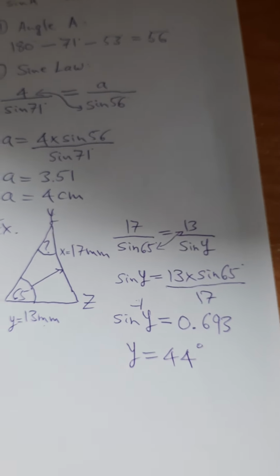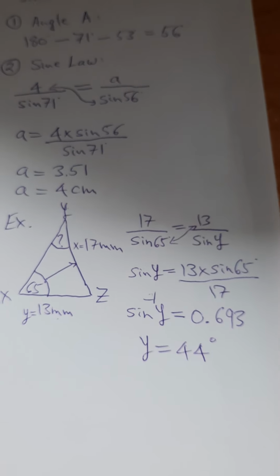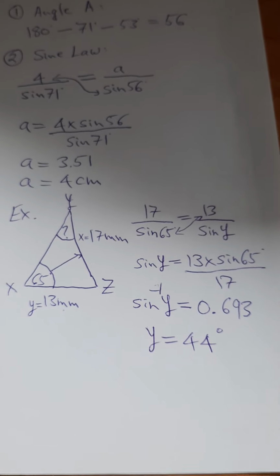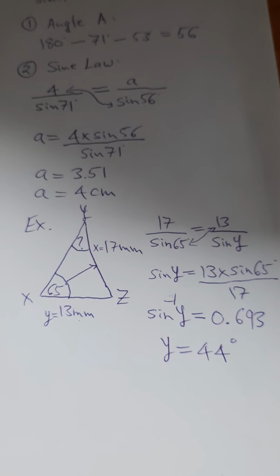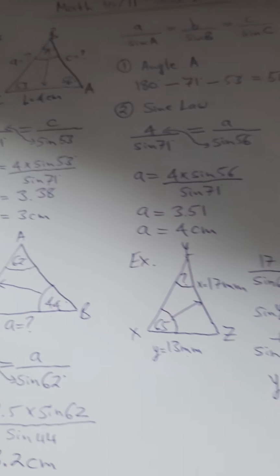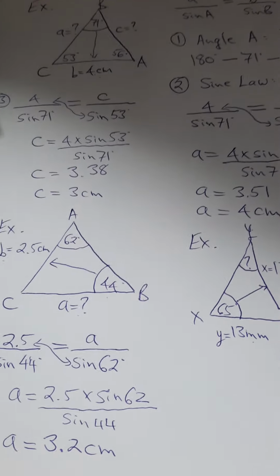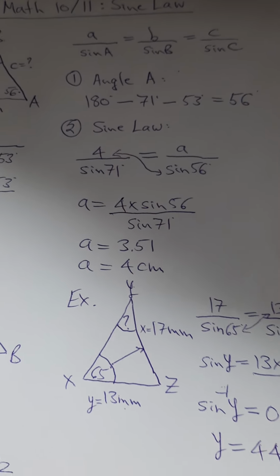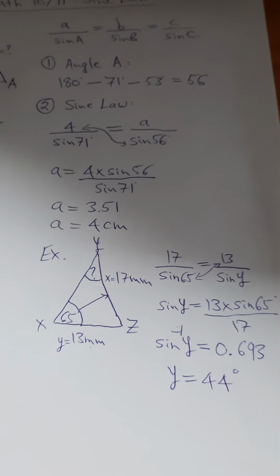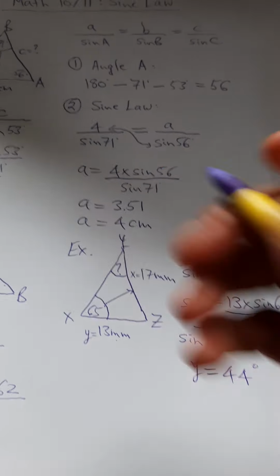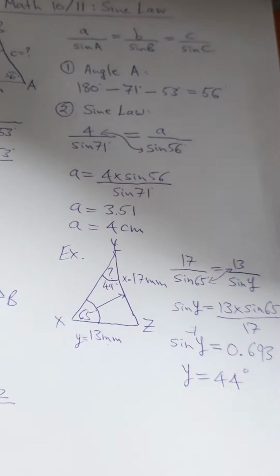Does everyone see that? And notice I wrote down 0.693, but on my calculator, I just used the whole value and pressed second function sine because this is the sine law. So you notice there'll be questions where you're solving for the side, like we did in the first example. And in this last example, we were actually solving for the angle. And so this angle Y is 44 degrees.